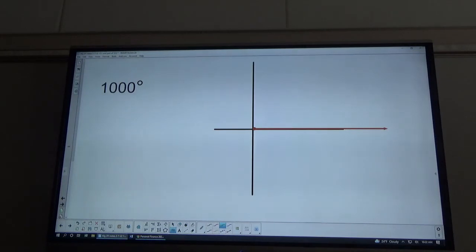Finally, 1,000 degrees. Well, see if you can do this. I think you can. Give it a try.